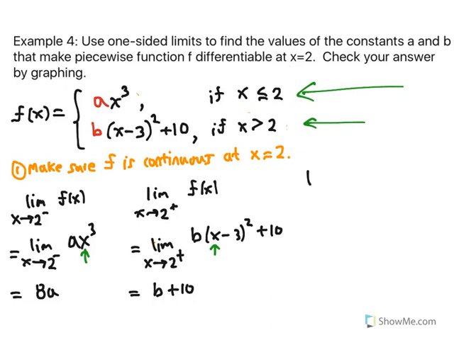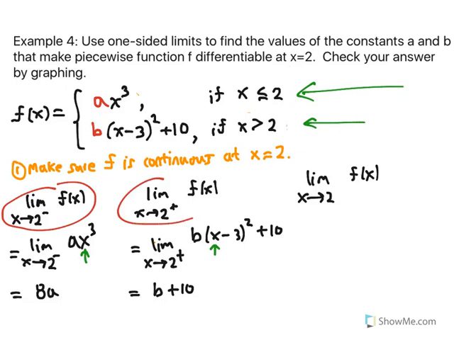And of course, for the limit of the function as x approaches 2 to exist, the left-sided limit and the right-sided limits have to exist, and they have to equal each other. So we get that 8a must be equal to b plus 10. So we have this equation.